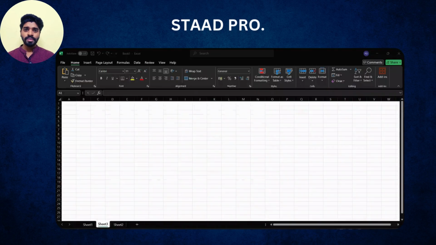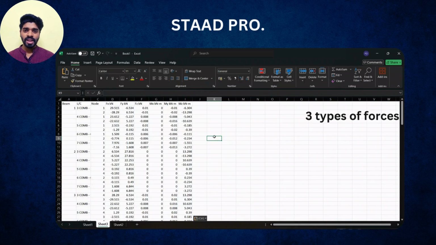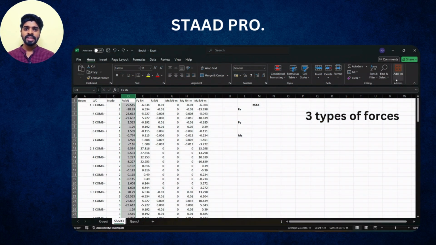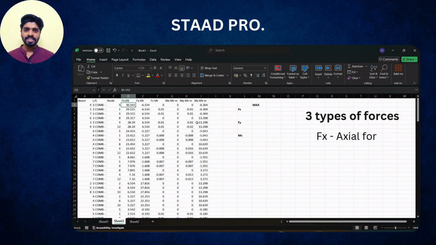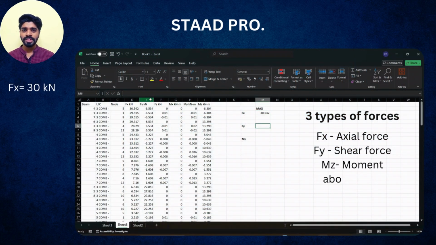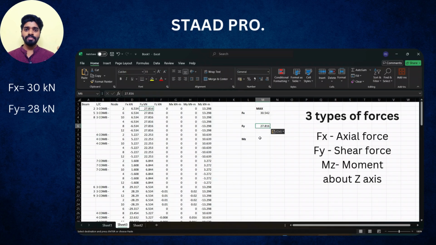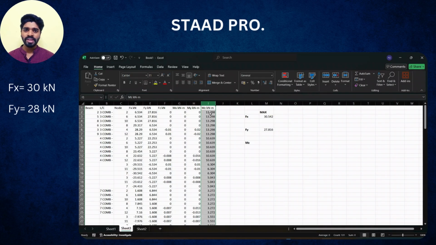He got to know that majorly 3 kinds of forces are coming on this structure and he has to select a member which can bear all these forces sufficiently. Here, Fx represents the axial force and the maximum axial force coming in this structure is 30 kN. Fy denotes shear force and the maximum shear force is coming around 28 kN. Mz is the bending moment about the major axis and the maximum bending moment is coming around 15 kN.